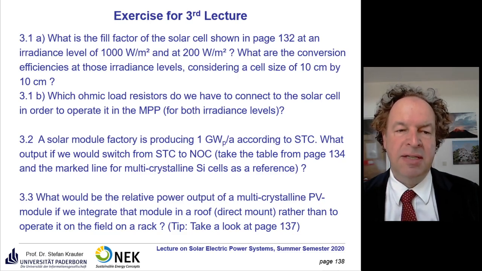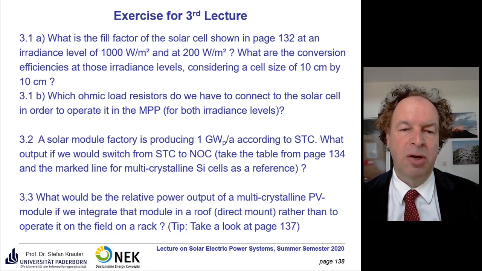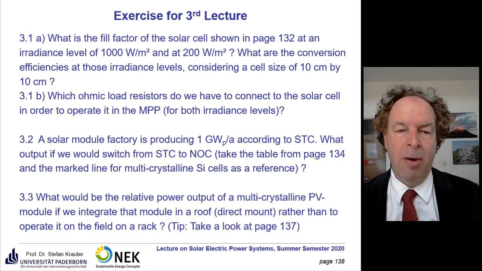Then it's also asked which ohmic load resistors have to be connected to the solar cells in order to operate them at the maximum power point, MPP. Then the second part of the exercise was that you have a solar factory that's producing 1 gigawatt under standard test conditions per year. And if you would switch from the standard test conditions to the nominal operating conditions, how would then be the output?